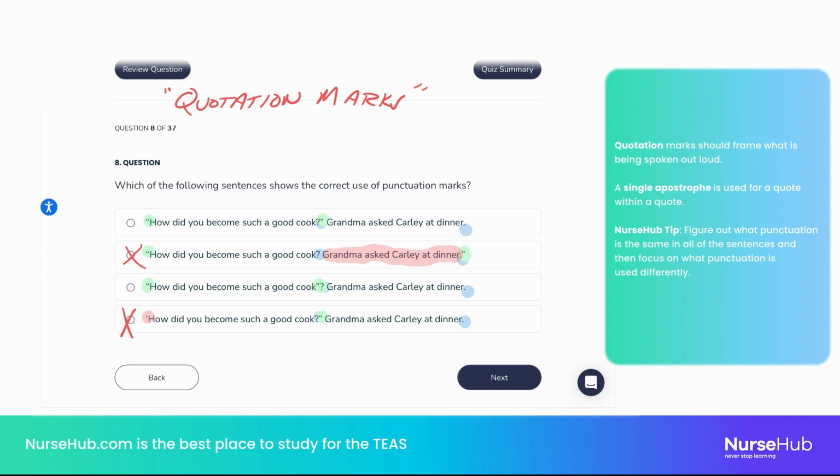Now this one, we get tricky. Because Grandma is asking the question, and because it's a complete sentence, the punctuation is going to go inside the quotation marks. So that one's also incorrect. So we were right on our gut, first reading of option number 1, and that is our correct answer. So there you go, quotation marks. Used for when people are speaking.